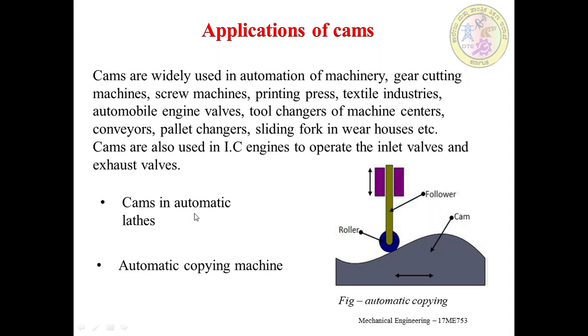Here the figure shows the automatic copying machine. Here this is the cam, and then this is the follower, and this is the roller. The cam profile can be transferred onto the workpiece by using a roller follower, as shown in the figure. The follower can be mounted with a cutting tool. As the cam rotates, the roller follows the cam profile. The required feature can be copied onto the workpiece by the movement of the follower over the cam profile.